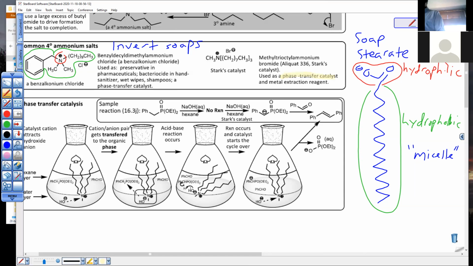Phase transfer catalyst right here. And what does it do? It does what it says. It's going to be a catalyst that takes a species from one phase of a reaction to another. And this one's called Stark's catalyst.